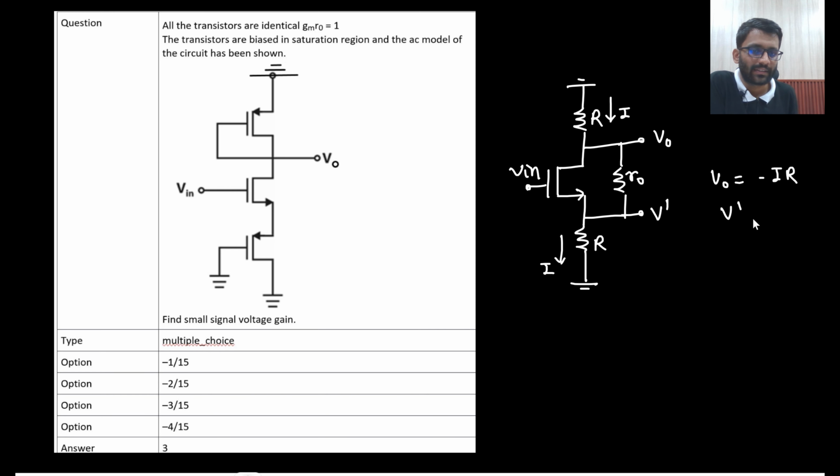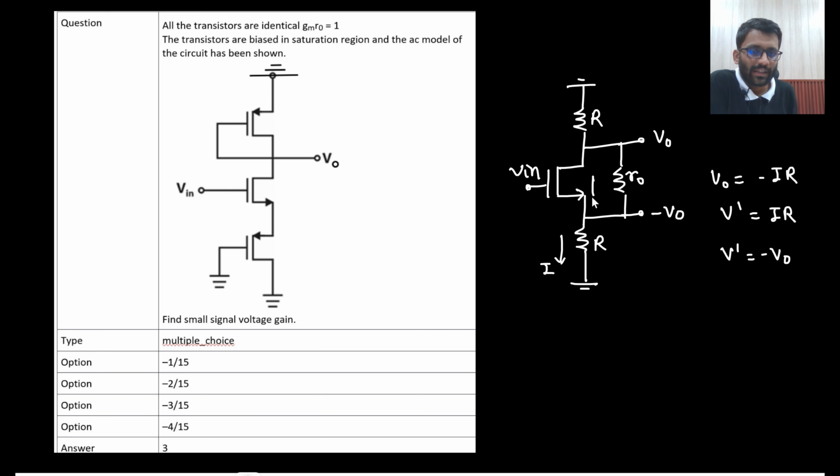What will be V dash? V dash will be IR. So V dash will be equal to minus V0. So this node is minus V0 only. Are you getting this point? Did you understand this point? Very easy. From upward, I current is flowing, that will be divided in two parts, and then I current only will flow. So this is V0, this will be minus V0.